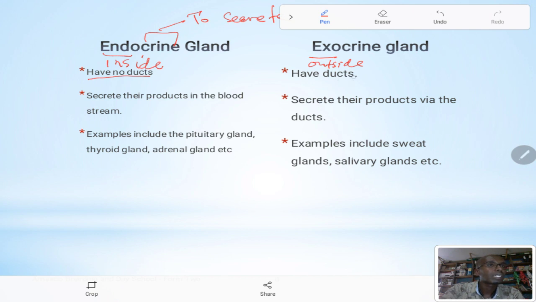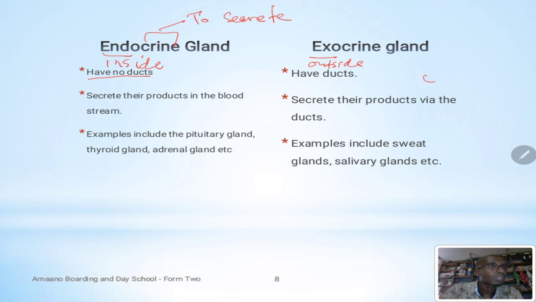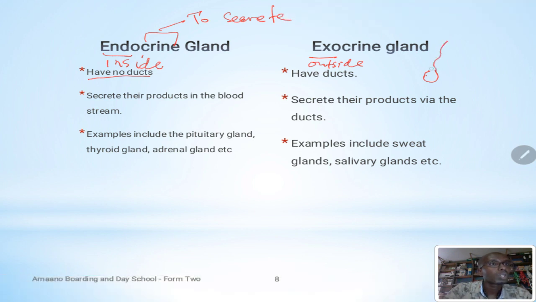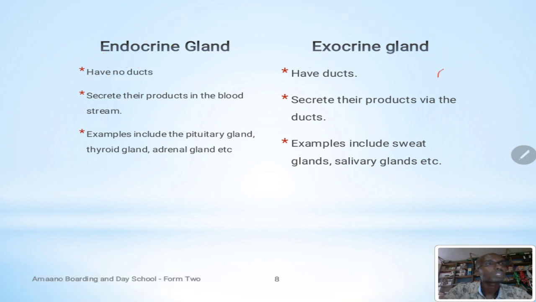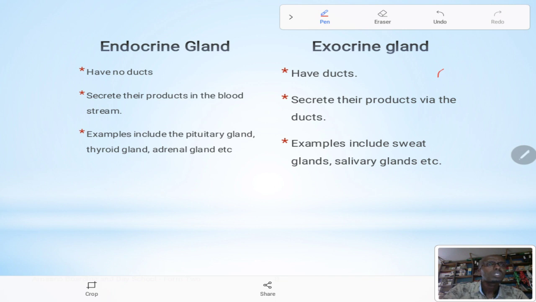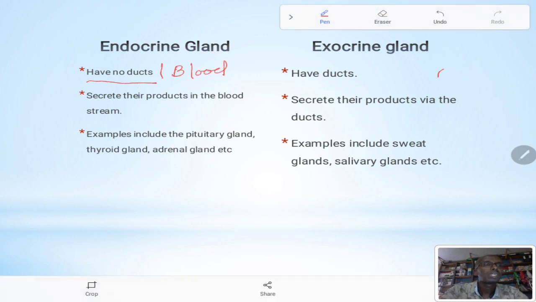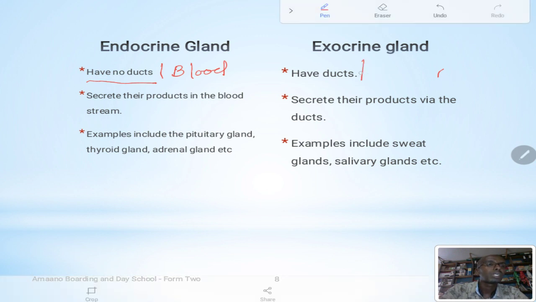But the exocrine glands, like the sweat glands, have a long tube which is called the sweat duct. So the sweat duct carries sweat from the gland to the surface of the skin. At the surface of what? The skin. So this is the difference. What makes them different? Ductless. They don't have ducts. Instead, they release their products into the blood. Exocrine glands have ducts. That means they release their products through their ducts.